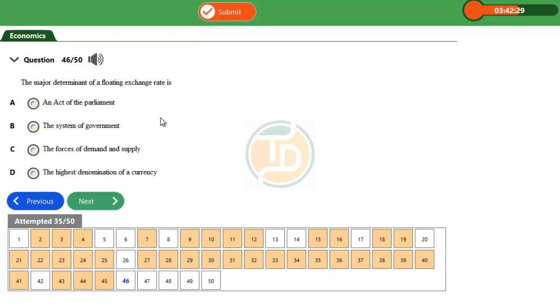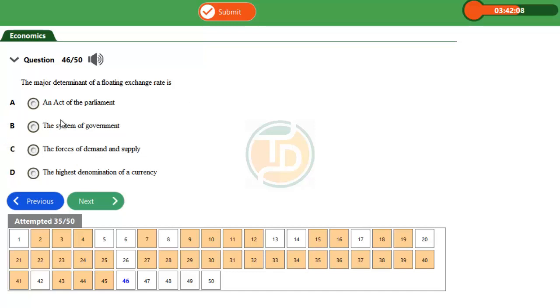So it's through the demand for naira and supply of naira in international trade that the exchange rate of naira to other currencies will be determined. So that's what we mean by floating exchange rate system. Let's look at the options.